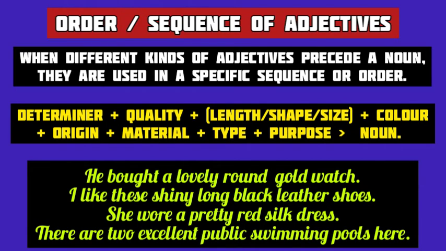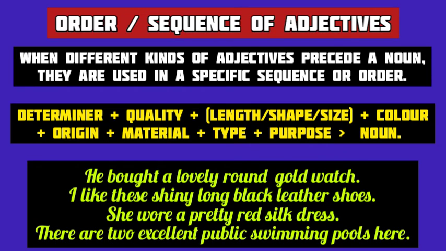At first, we use the determiner or the determinative, followed by the adjective of quality. Next, we place the adjectives of length or shape or size. Thereafter comes the adjective of color, followed by the adjective of origin. The adjective of material noun comes next, finally followed by the adjectives denoting type and purpose of the noun successively.